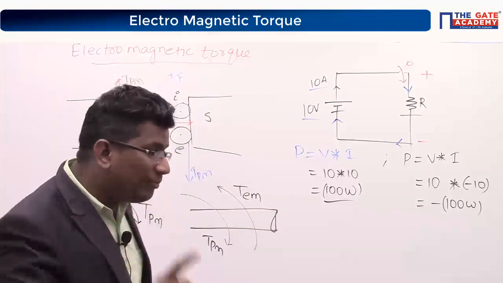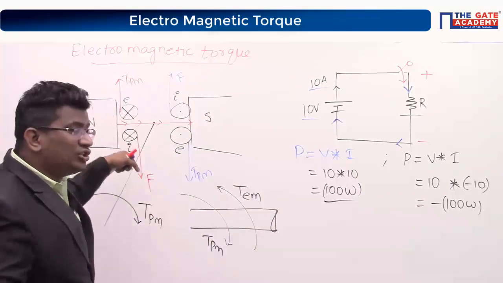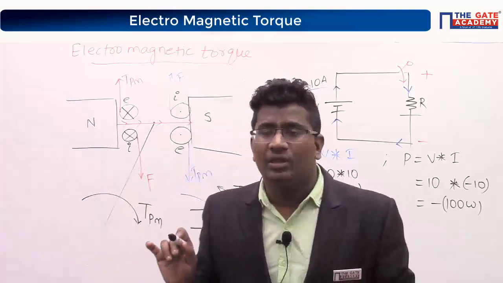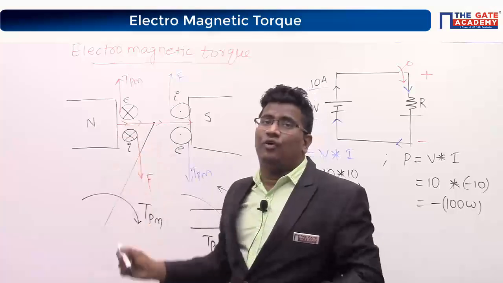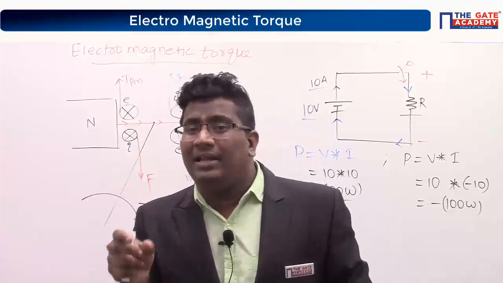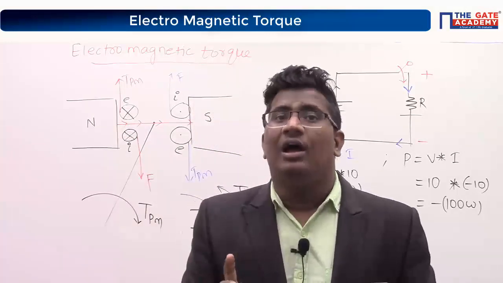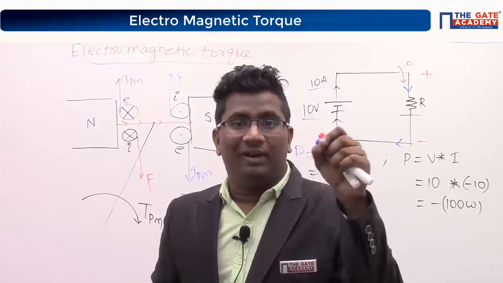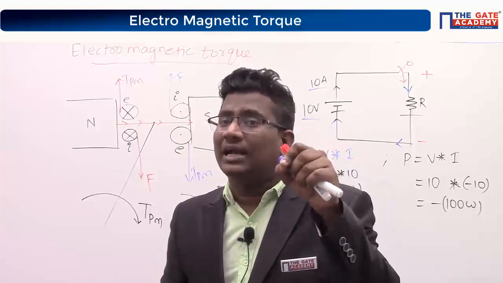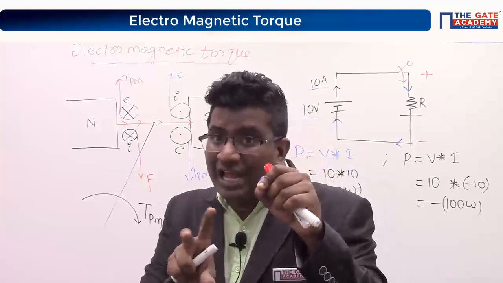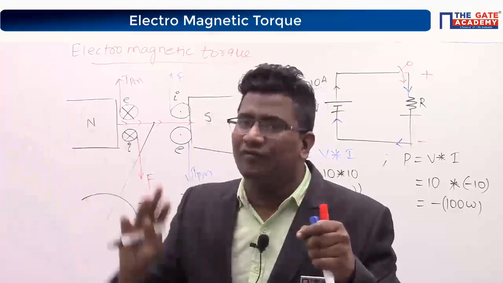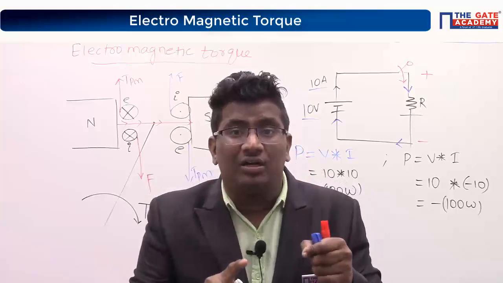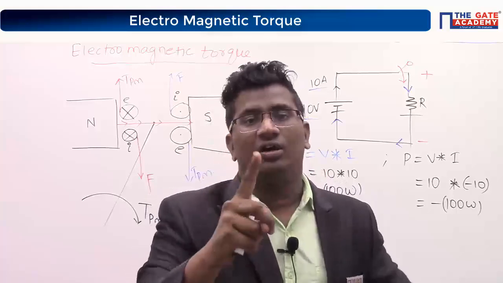Why is it called electromagnetic torque? The reason is very simple. Look at the board. Are you getting this opposing force by giving an electrical parameter or a mechanical parameter? Whenever you give any electrical parameter to the conductor, it experiences a force. If that force is linear, we call it a linear force. If it is angular, we call it a torque. Which torque? Electromagnetic torque. I hope it is clear now.